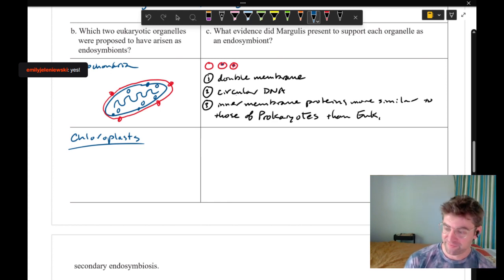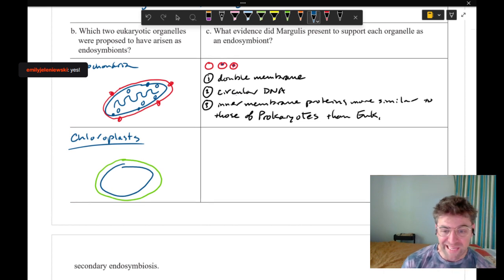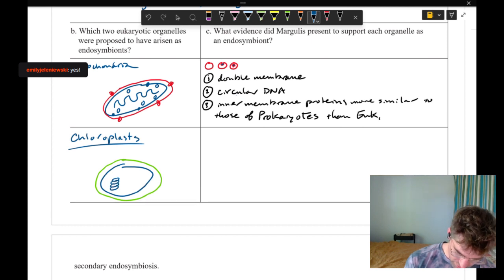Chloroplasts are also double membrane bound. We'll do this one in green. And within that inner membrane, you have those stacked photosynthetic structures. They also have circular DNA, and proteins on the inner membrane are more reminiscent of prokaryotic proteins than are the proteins on the outside membrane.